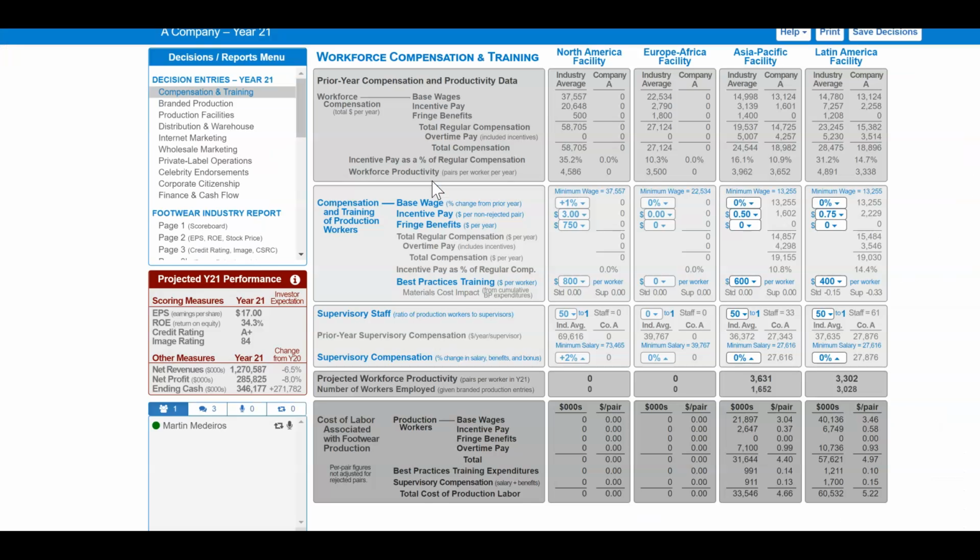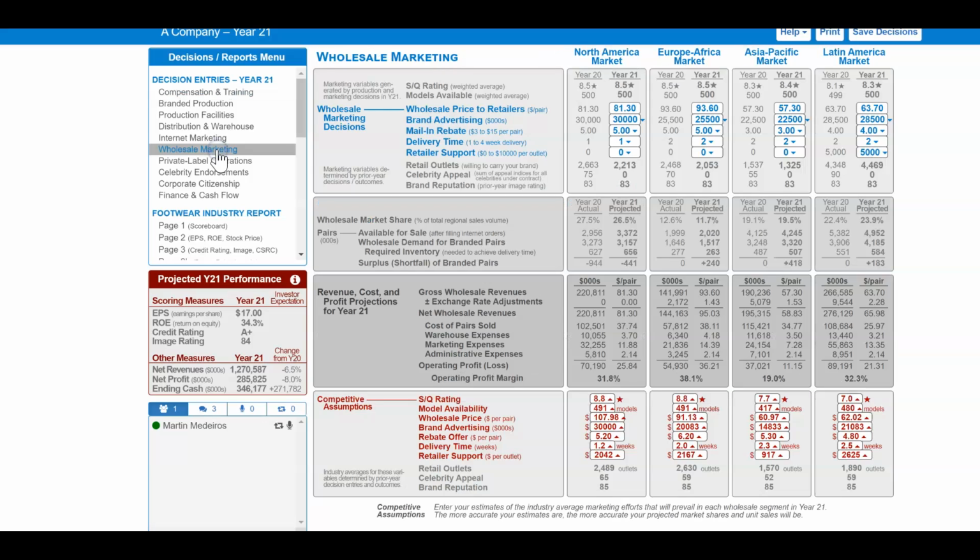Basically, teams are running a company, a global company, and they're producing athletic shoes. And let me go to the most important screen here, the wholesale marketing screen. You could see that they're competing in 4 geographic regions: North America, Europe, Asia, and Latin America. And this is the price that they're charging for their shoe in the North American market. Price is just one factor for demand.